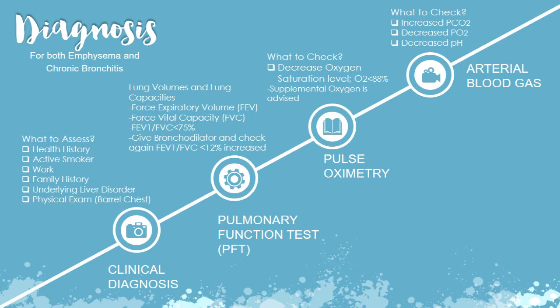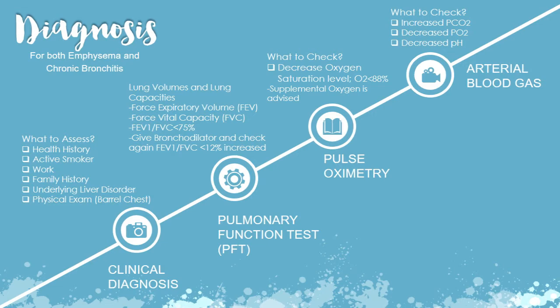Another test that we can conduct is pulse oximetry. We will check if there is a decrease in oxygen saturation level. If O2 saturation is less than 88%, the patient is advised to have supplemental oxygen. Another test that we can conduct is ABG, or arterial blood gas. What we are going to see is an increase in partial carbon dioxide, a decrease in partial oxygen, and decreased blood pH, from which we can conclude that there is respiratory acidosis.